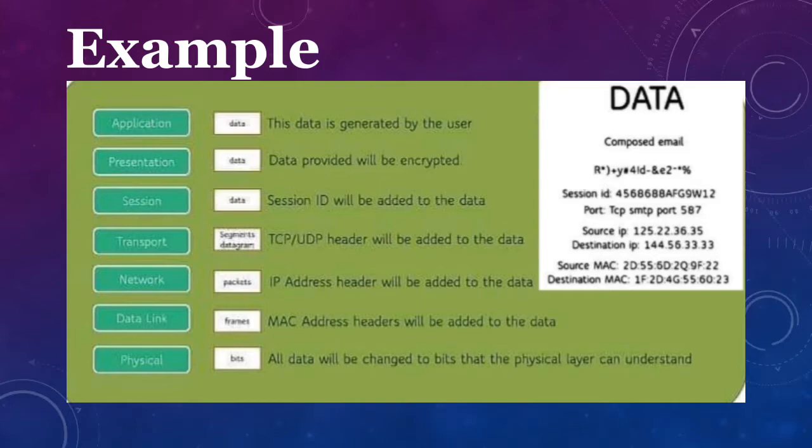The IP header will be added to the data. And the sixth, data link, types frames. MAC address headers will be added to the data. And the last, physical, types bits. All data will be changed to bits that the physical layer can understand.